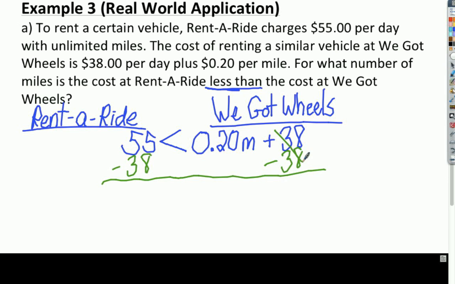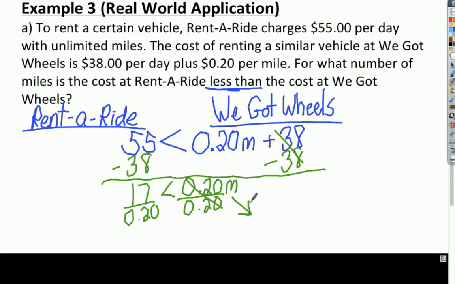Subtract 38, subtract 38. Let's see, that comes out to 17. And we have 0.20m. Divide by that. Divide by that. I'm going to finish here. What is 17 divided by 0.2? What does that come out to? Paige? 85. So we get 85 is less than m.